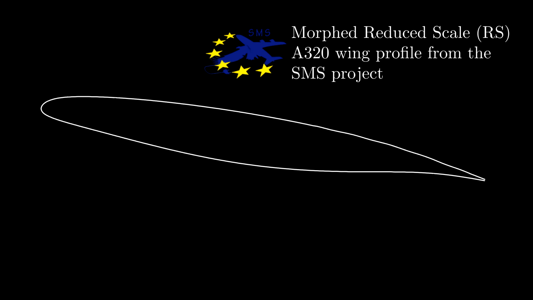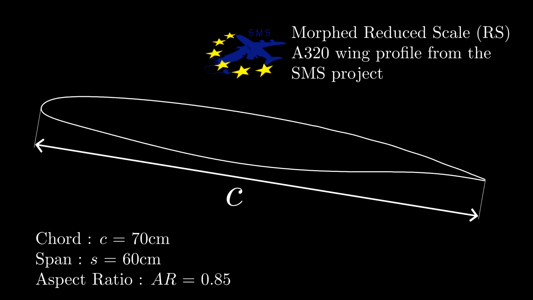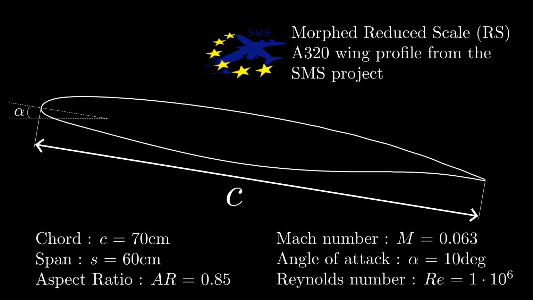In the context of the SMS project, the aerodynamic performance of an A320 wing was investigated both experimentally and numerically to evaluate novel electroactive morphing concepts aiming at improving wing efficiency. The A320 wing investigated here corresponds to a reduced scale prototype characterized by a 70 cm chord and a 60 cm span. It was analyzed for an angle of attack of 10 degrees in the low subsonic regime with a Reynolds number of 1 million, representative of a typical landing phase.